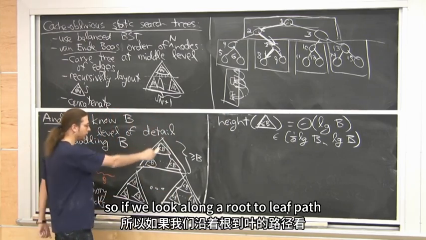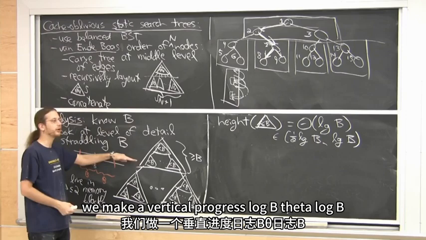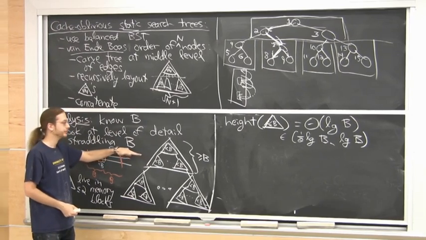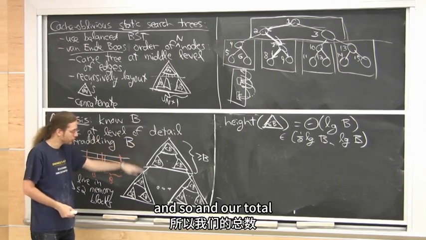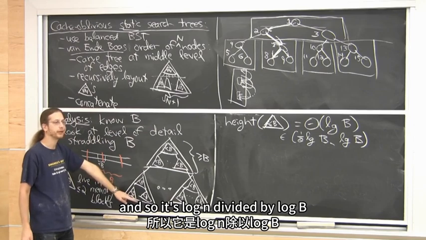So if we look along a root to leaf path, each of these things we visit, we make a vertical progress log B, theta log B. And the total vertical progress we need to make is log N, and so it's log N divided by log B.